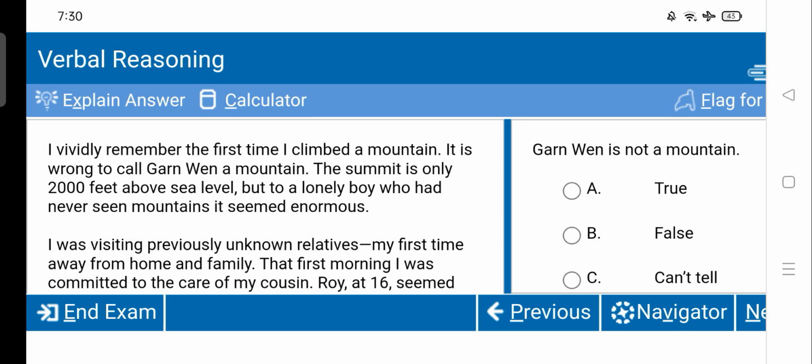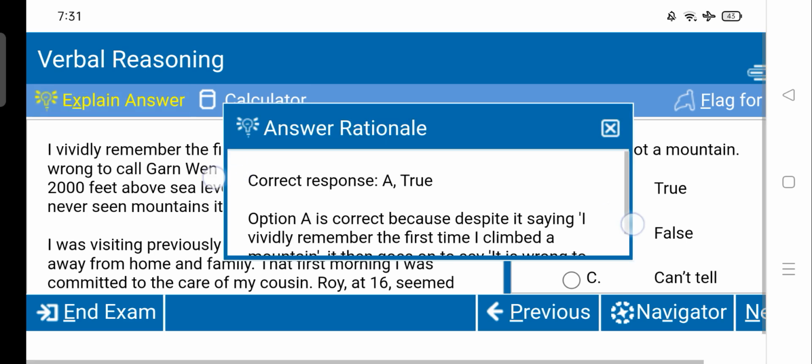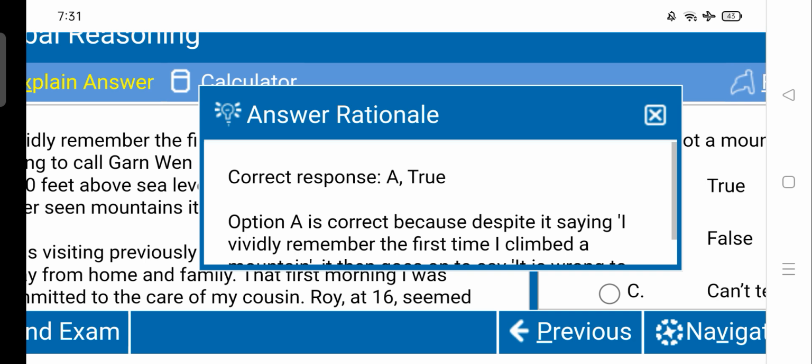We can read that passage to find our answer. That I vividly remember the first time I climbed a mountain. It is wrong to call Gonville a mountain. The summit is only 2000 feet above sea level. But to a lonely boy who had never seen mountains, it seemed enormous. So the correct response is A, which is true.